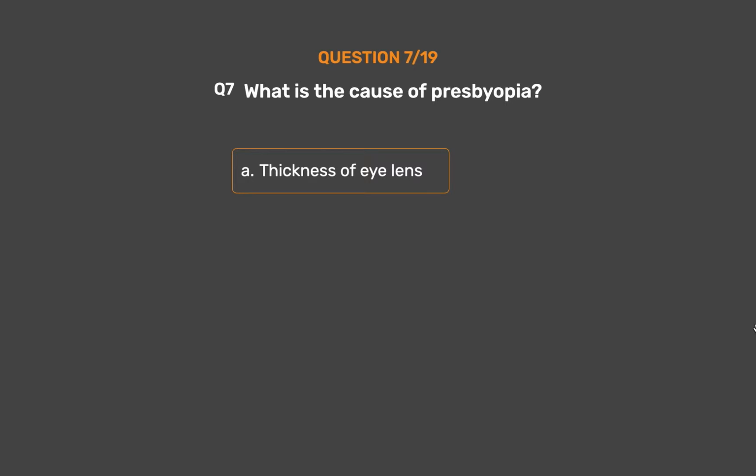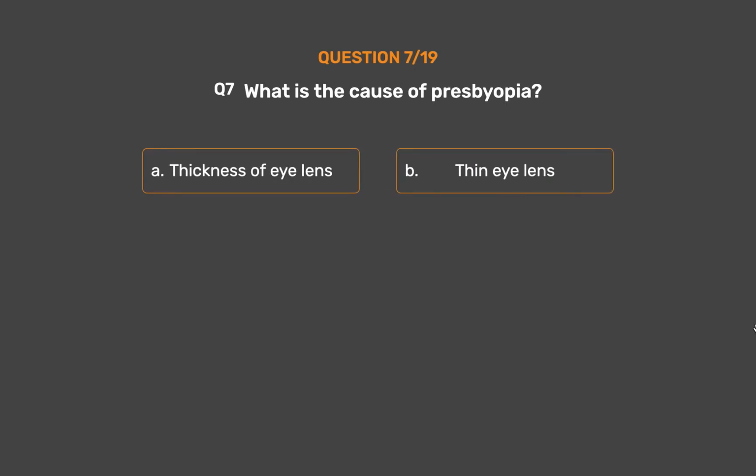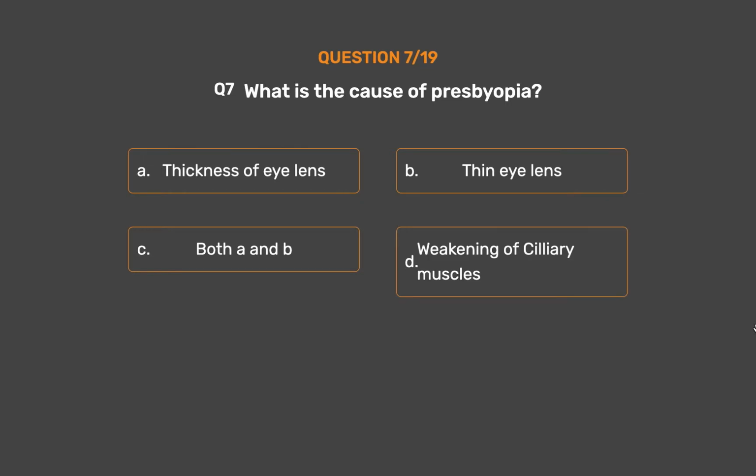Option A. Thickness of eye lens. Option B. Thin eye lens. Option C. Both A and B. Option D. Weakening of ciliary muscles.